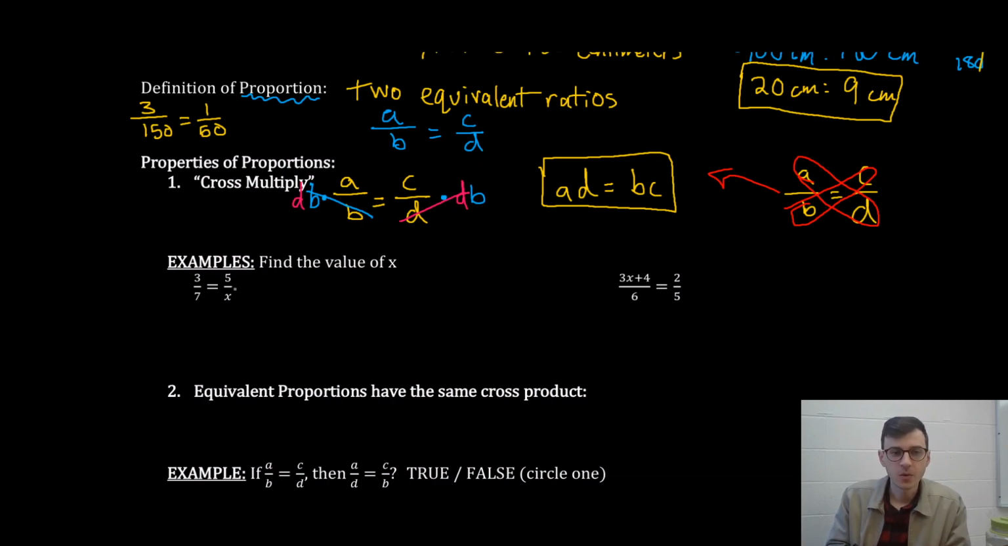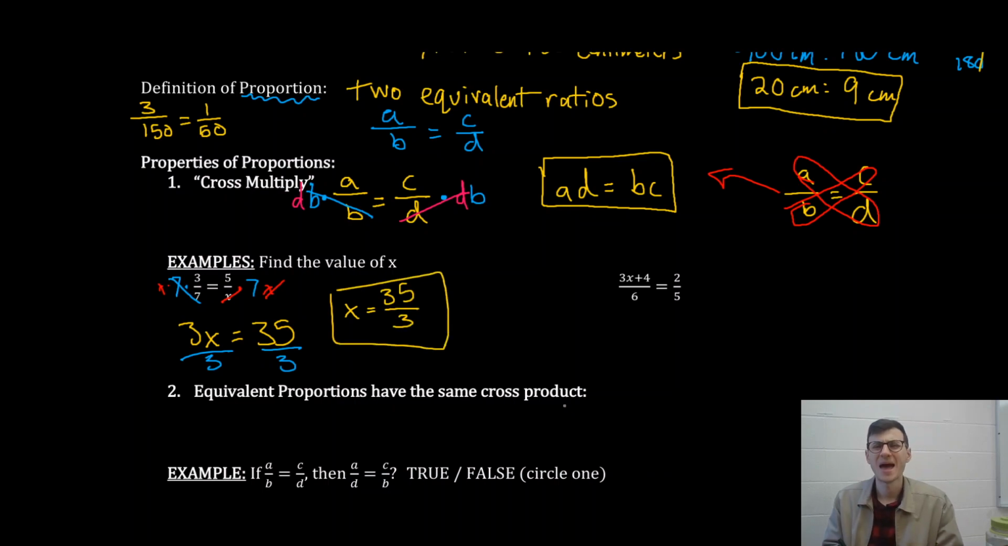Now, again, if I want to think about this as multiplying both sides by the denominators, here I would multiply this side by 7, and whatever I do to this side, I have to do to this side. Here I would multiply this side by x. Whatever I do to that side, I have to do to this side. So the 7's cancel, the x's cancel, and I'm left with 3x equal to 5 times 7 is 35. Divide by 3 on both sides, and x is 35 over 3. Not too bad.